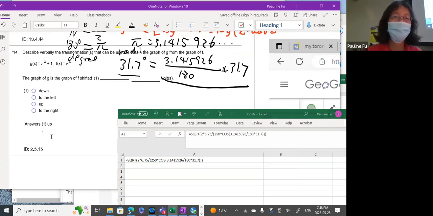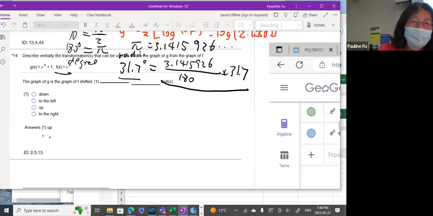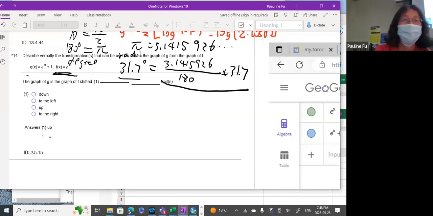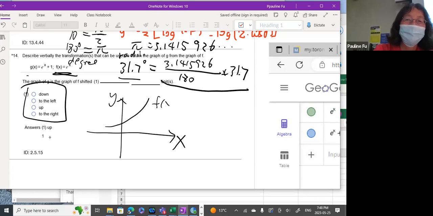Question 14, describe verbally the transformations that can be used to obtain the graph G from graph F. If you already have a graph F, how do you get a graph G? So first, what does the graph F look like? If fx equal to e^x is this one, how do you get gx? Gx is fx plus one. Since fx equals e to the power of x has to go through 0, 1, the other graph would have to go through 1, 0.